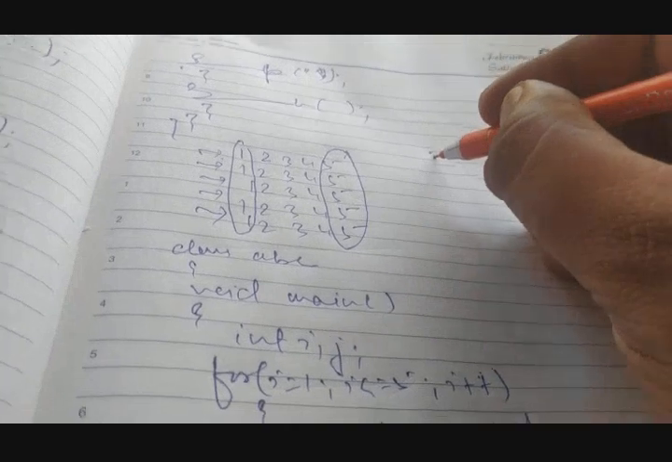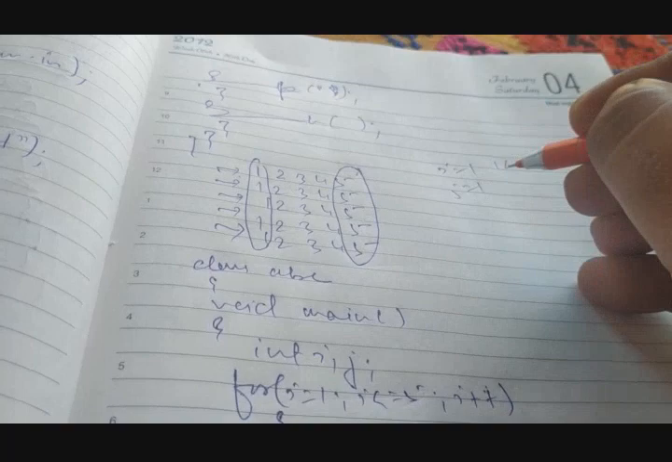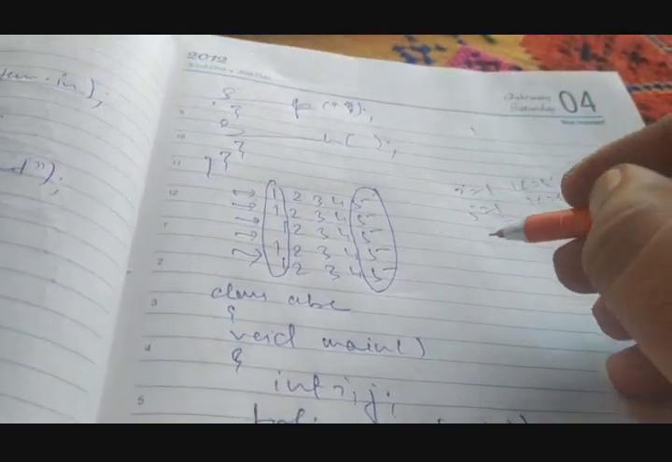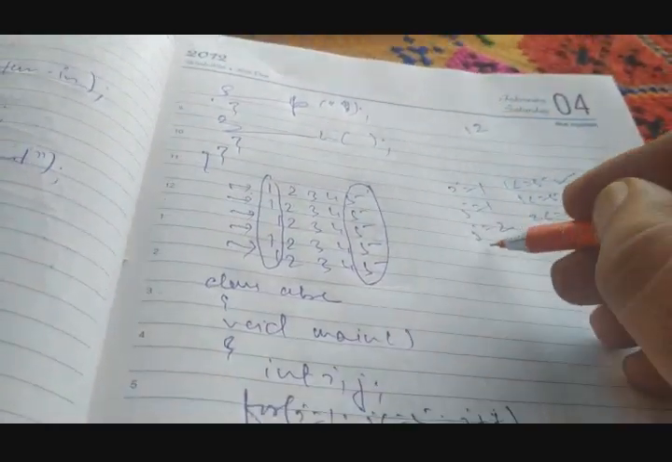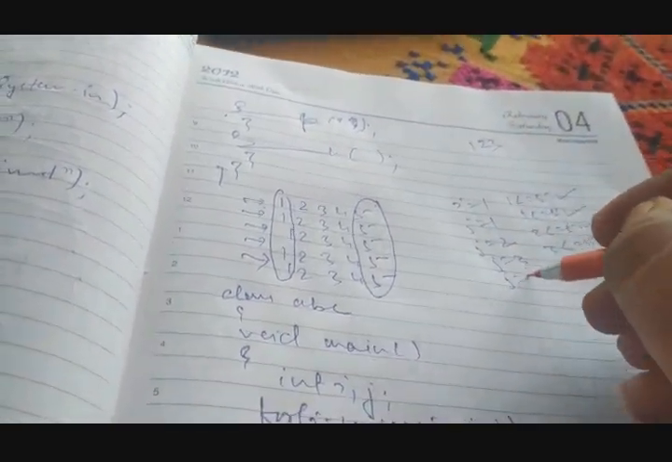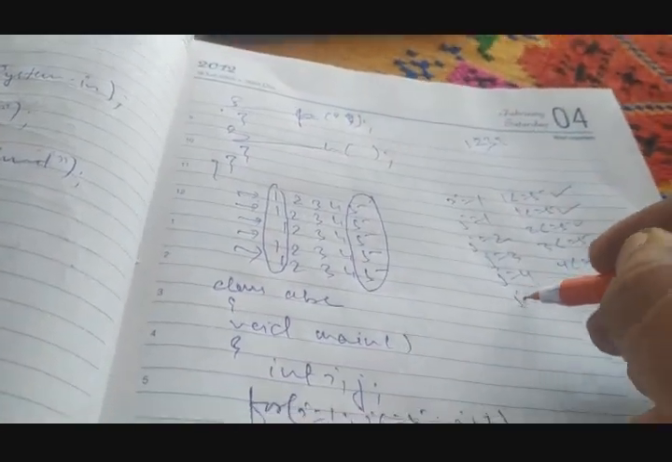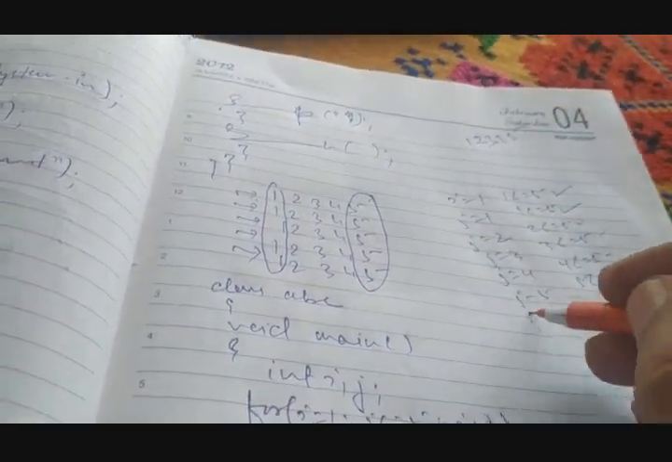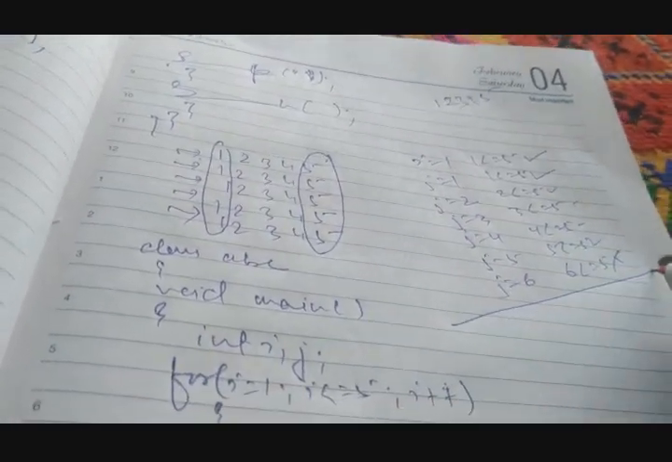Look at the tracing now. I equals to 1. 1 is less than equals to 5, true. So j equals to 1. 1 is less than equals to 5, true, so it prints 1. Then j changes to 2. 2 less than equals to 5, true, prints 2. 3 less than equals to 5, prints 3. j equals to 4, 4 less than equals to 5, prints 4. j equals to 5, 5 less than equals to 5, prints 5. Now j changes to 6. 6 less than equals to 5, false. Now the line changes.